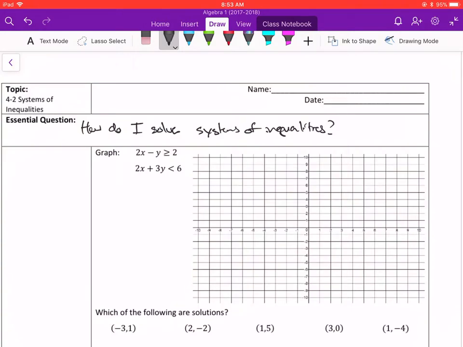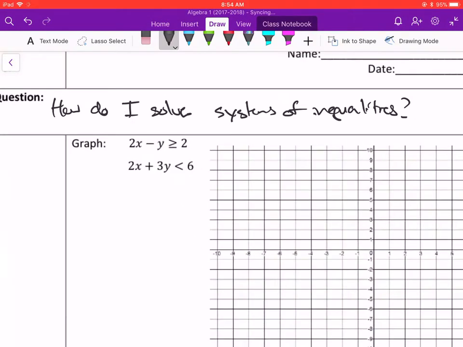I'm going to talk about these graphs. Normally you have two graphs, two lines, they cross at a certain point, that's your solution. In this case, you're going to have two shaded regions, and wherever those overlap, your solution set will be within those overlapping regions. So now I could graph these two equations: 2x minus y is greater than or equal to 2, and 2x plus 3y is less than 6, and then find the overlapping region.